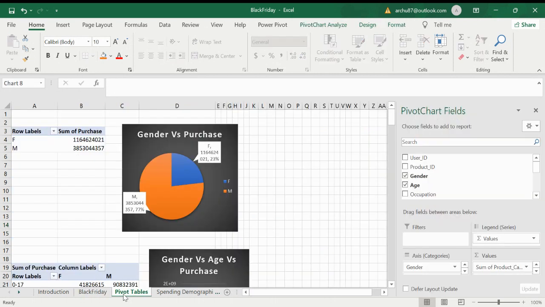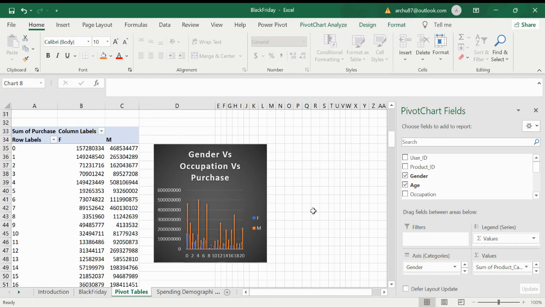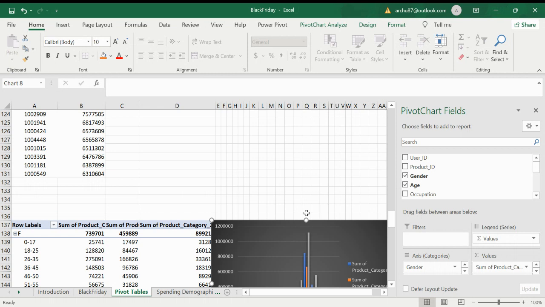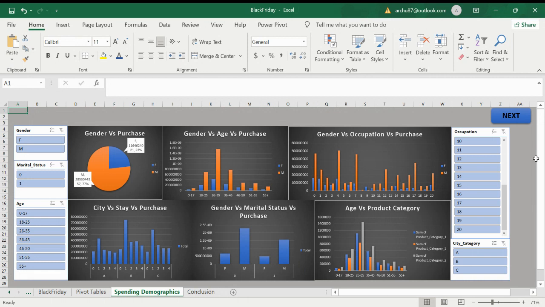In the next tab, the required pivot tables are collated. We can see that there are different pivot tables and respective charts. These have been plugged into the first dashboard, which tells the overall purchase, who is purchasing, and in what percentage or amount. This gives the overall visualization regarding gender, age, occupation, city, and state. All the attributes have been considered here.